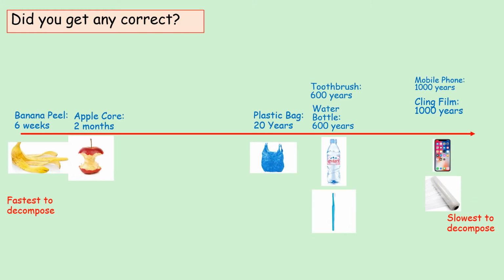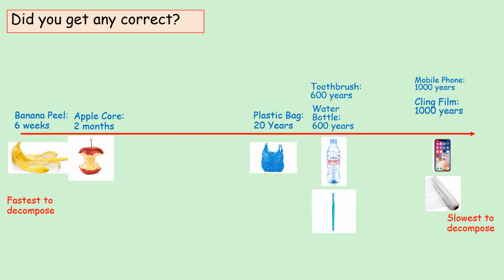Is this what you were expecting? Perhaps it's longer than you thought. Well, it was shocking to me when I found this out too. So it takes a banana peel 6 weeks to decompose and an apple core 2 months to decompose. That's longer than I thought. But what's more worrying is the plastic.